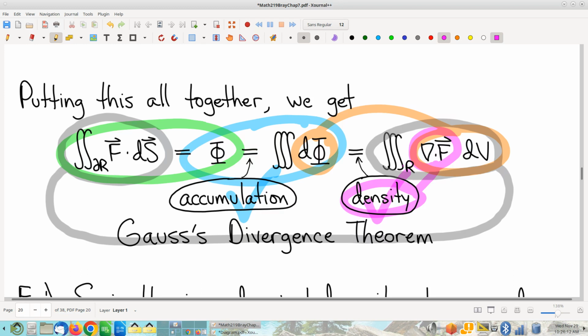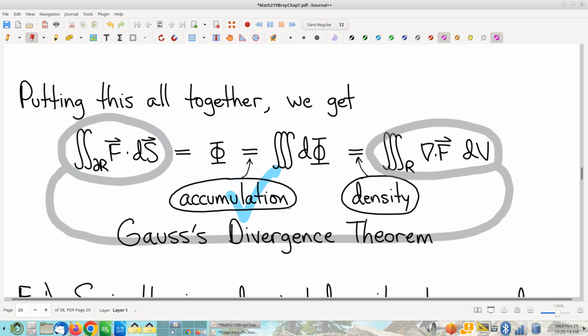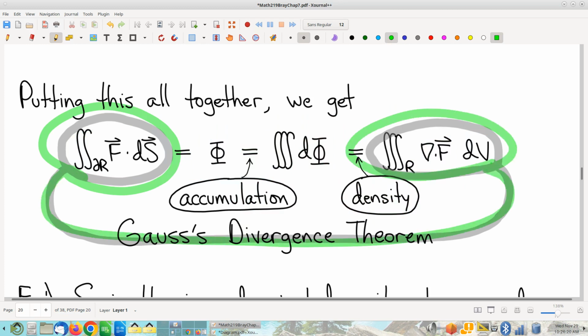And note in particular here, we have a new theorem that says that outward-oriented boundary flux can be computed as a triple integral over the interior, integrand being divergence, aka flux density. And so there we have Gauss's divergence theorem.